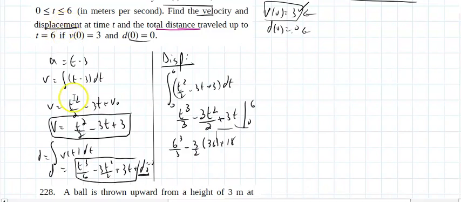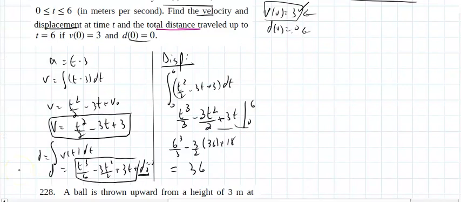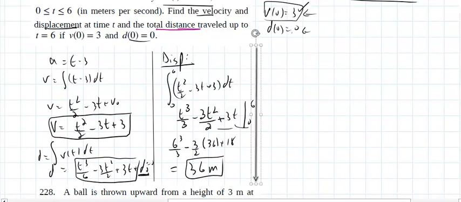And let me get this really quick. That is 6 cubed divided by 3 minus 3 times 18 plus 18. So the total is 36 meters. Now, displacement is always simple. It's pretty much what the integral gets you.